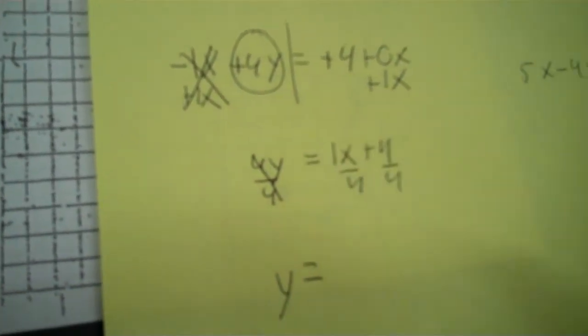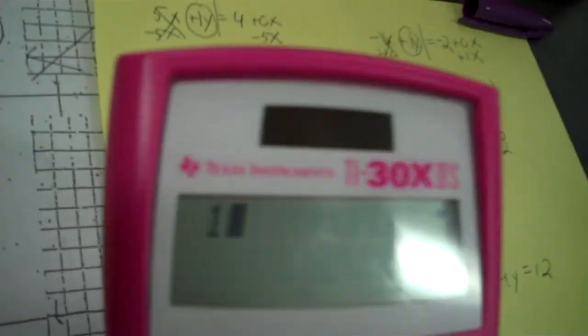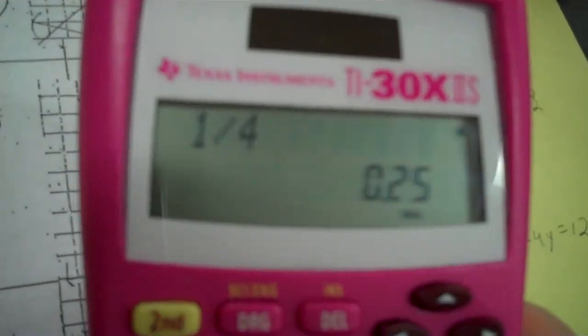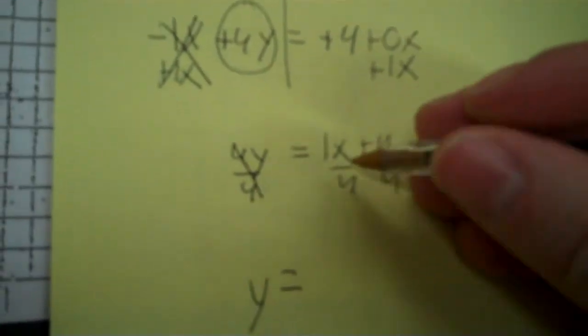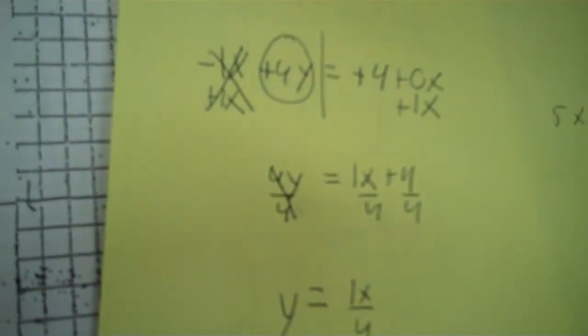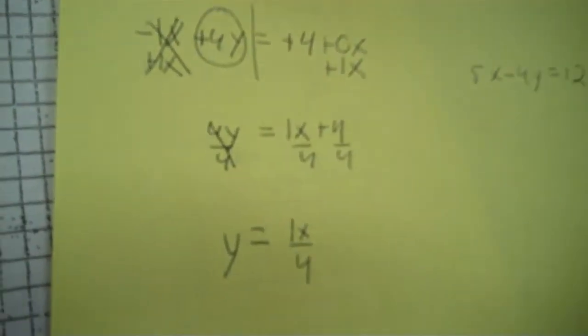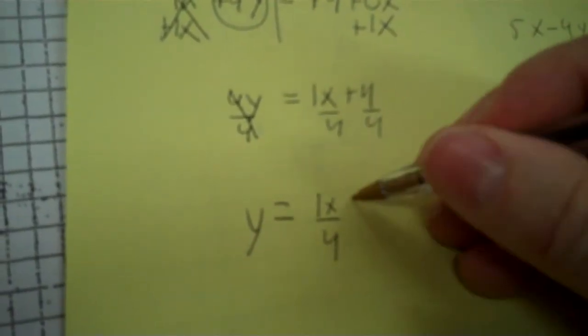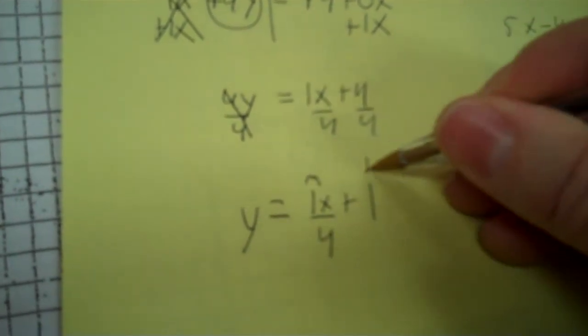Now we're going to take 1 divided by 4. Use a calculator. I got a decimal, so when I divide and it's a decimal, we want to just keep it 1x over 4. Then 4 divided by 4 is 1. Okay, I have my m and I have my b.